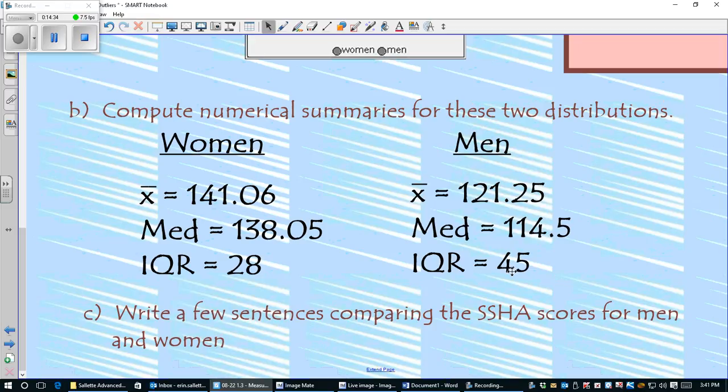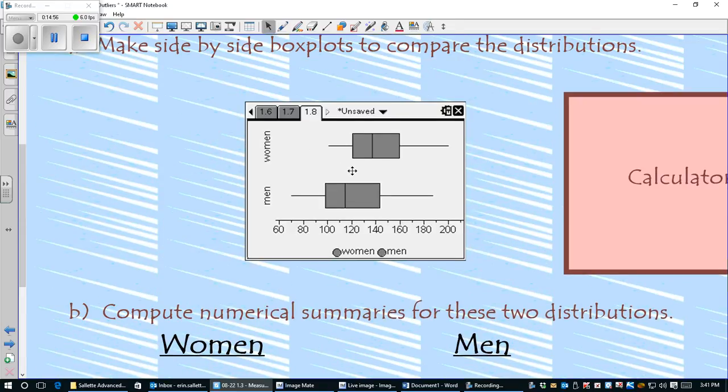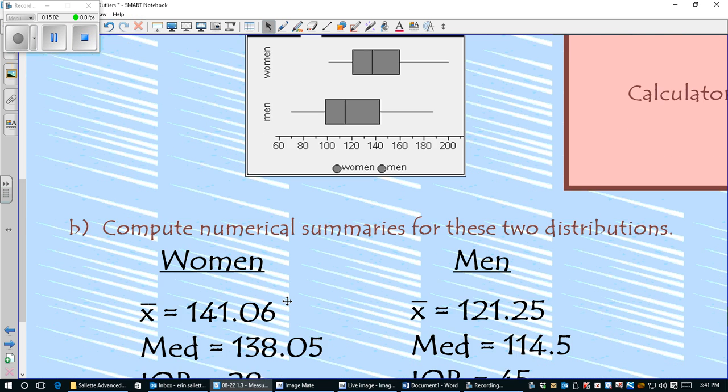The centers for the men show that the distribution is skewed right, because the mean has been pulled higher than the median. For the women, the distribution is also skewed right, but less significantly, with a mean of 141.06 and median of 138.05. Overall, women have higher scores than men. Now, whether or not the higher score means what it means, I am no expert in this type of test, so I cannot tell you.